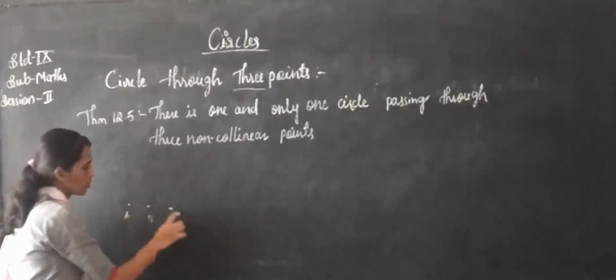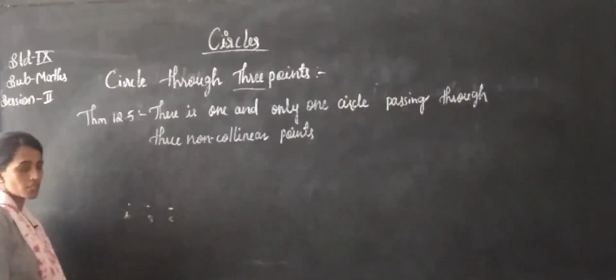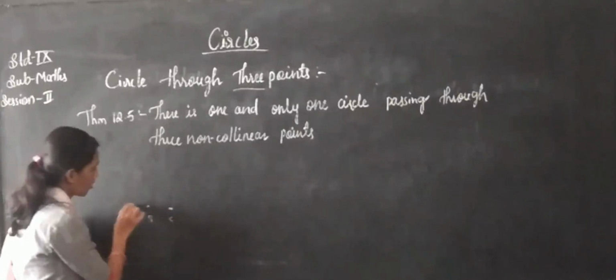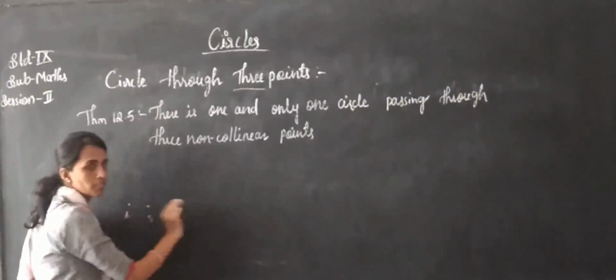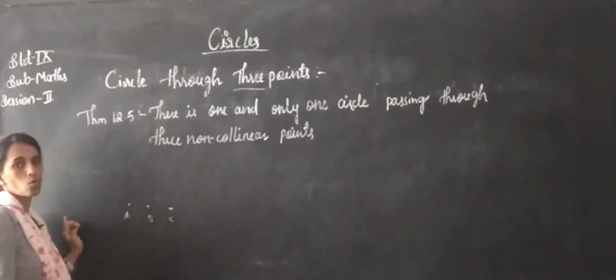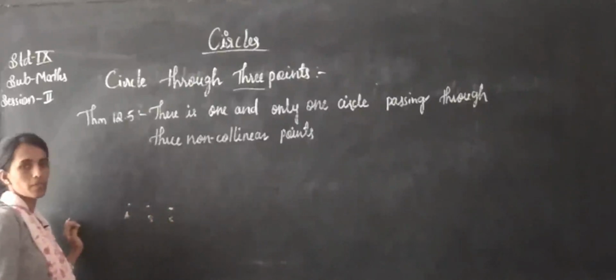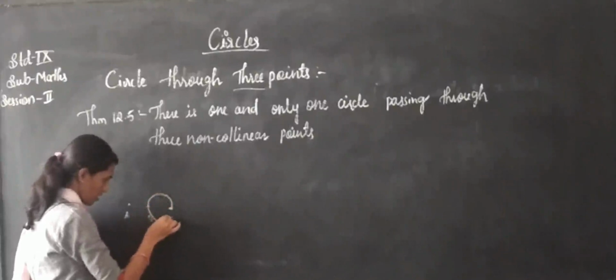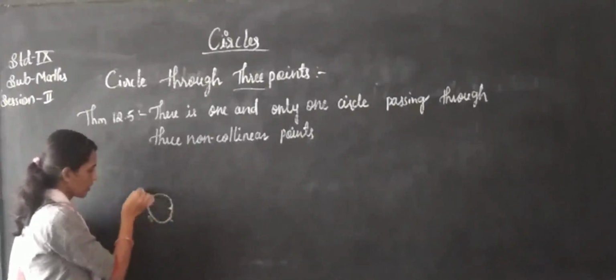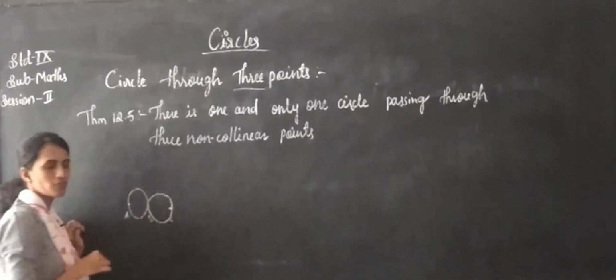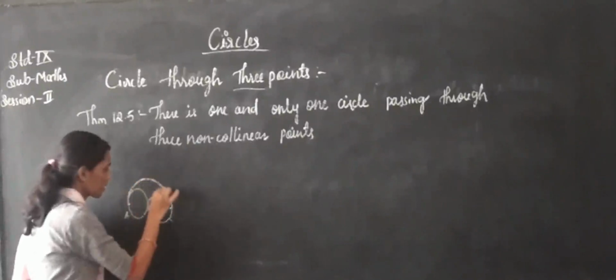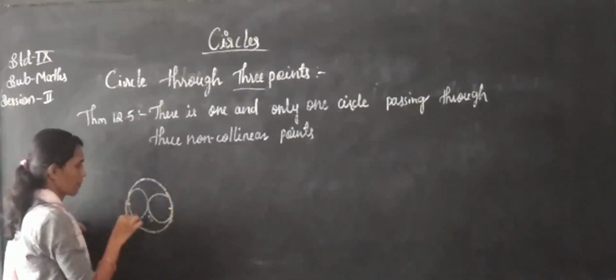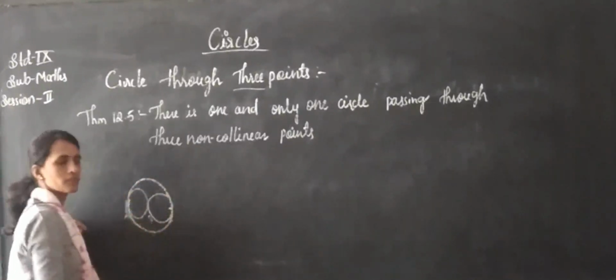Here the 3 points are collinear. Yes or no? Collinear means they are all lying on the same straight line. They will be on the same line. So can we draw a circle? From 2 points we can draw a circle. Again, from 2 points we can draw a circle. By taking the last 2 points we can draw a circle. Yes or no?